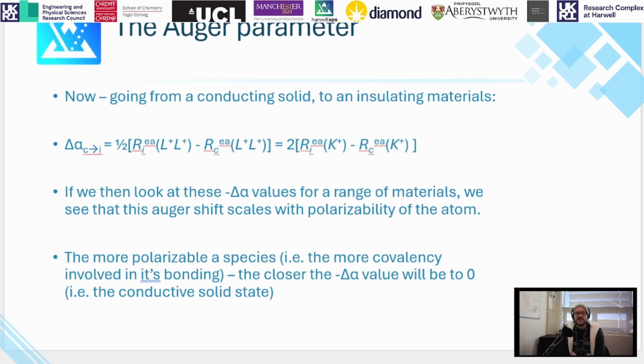If you look at how these delta Auger parameter values scale for a range of materials, you will start to see that this shifts strongly with the polarizability of the atom. We will talk a bit more about this in the following video. But essentially, the more polarizable a species is, the closer this delta A will be to 0 in the conductive solid state. So straight away you can see that this can be quite a useful way of probing the kind of covalency, the polarizability of a system.